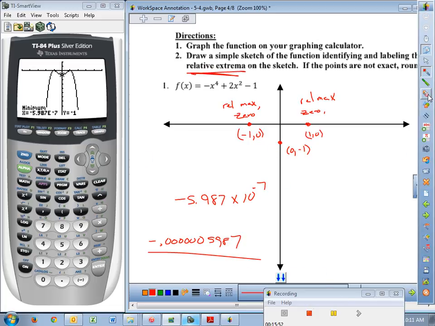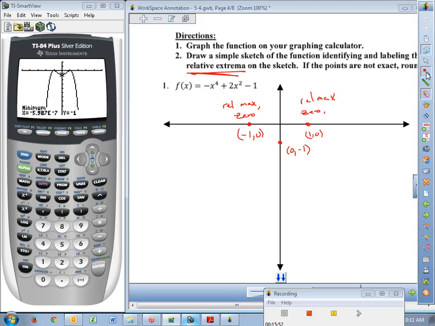And what is that point? Let's label them. Relative max, relative min, 0. What is that? Relative min. So rel min, somewhere near it.